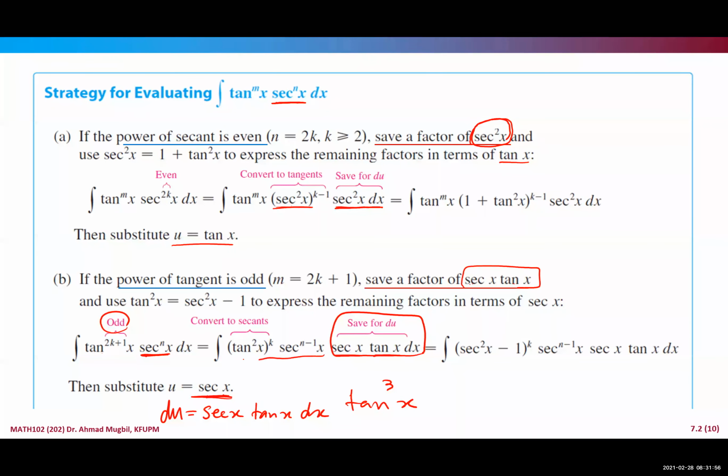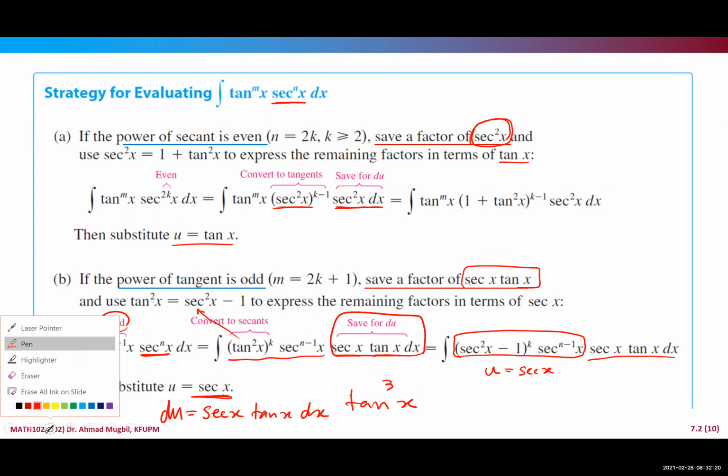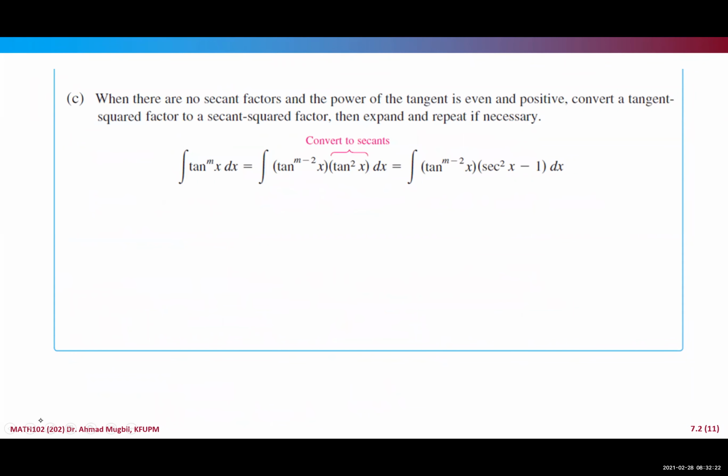Now, what is remaining here, write it in terms of secant. So instead of tan squared, you need to write tan squared equals secant squared minus 1. So here you will replace tan squared by secant squared minus 1. Now we have a function in terms of secant. So you will put u equals secant x. And then the integral will be this.